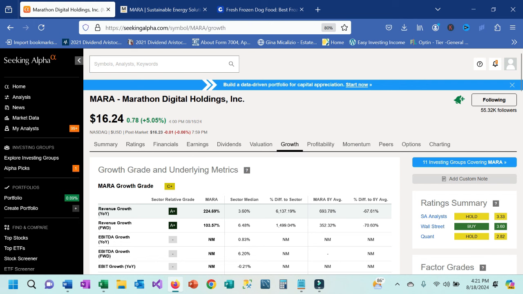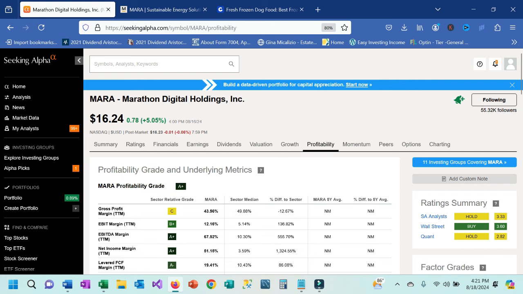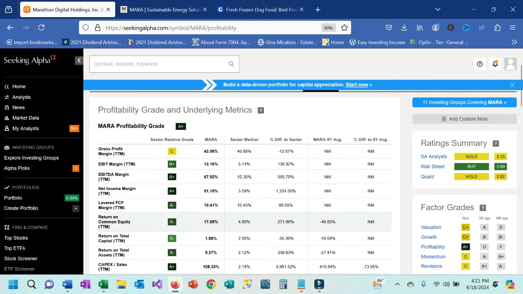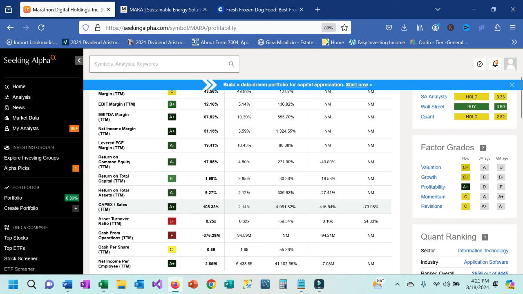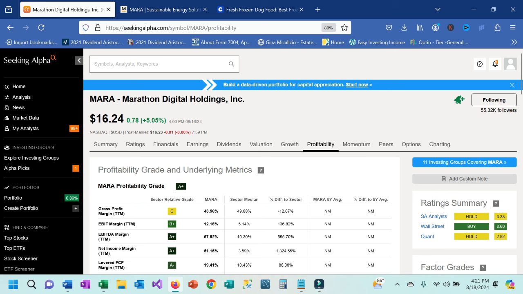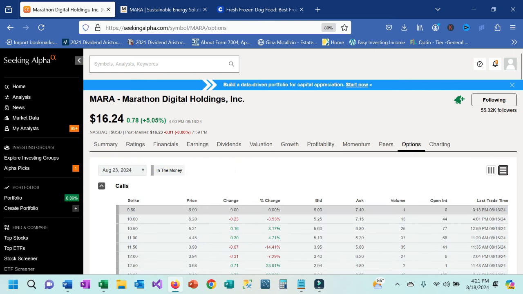They have fairly good growth. They're still growing quite a bit. Profitability looks really good too. They have good return on common equity. They're okay leverage-wise. Net income margin looks good. They have really good CapEx. And return on total assets looks good. They don't have a lot of debt, a small amount of debt. I believe it's like a 20 debt to equity ratio. And they have lots of options volume. It has plenty of volume and premium. They're always fairly easy to trade. And I've been trading them about once a month.